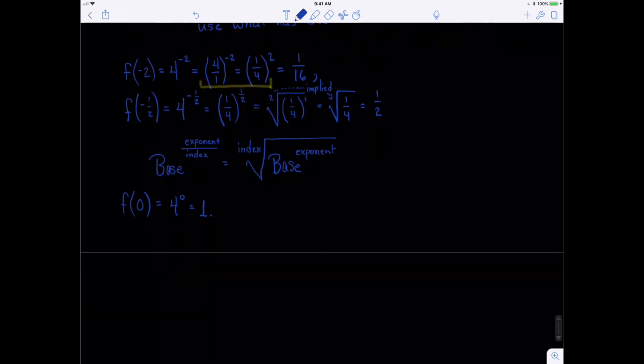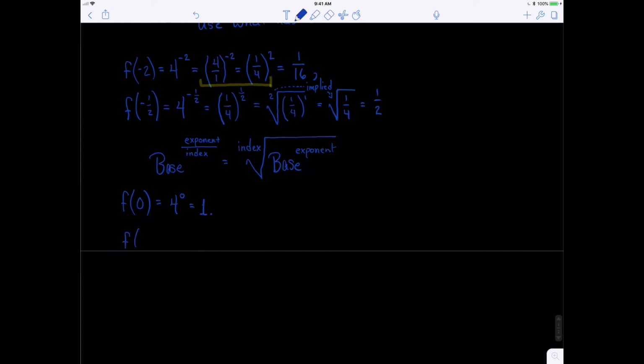Okay, the next one is f of 1/2. So this means we write 4 raised to the 1/2 power. Oh, but wait, we just said that the 1/2 power is the same as taking the square root of 4. And that we know to be 2.